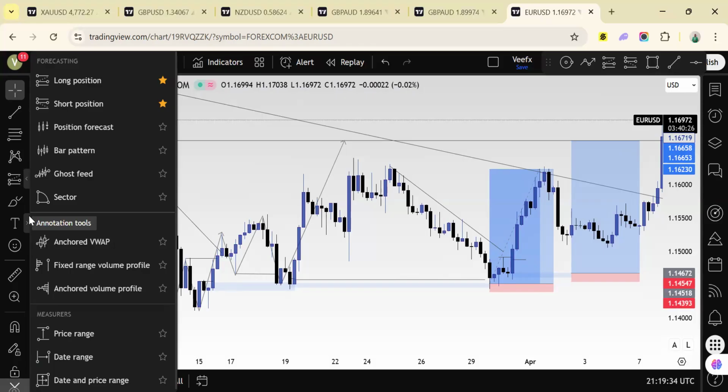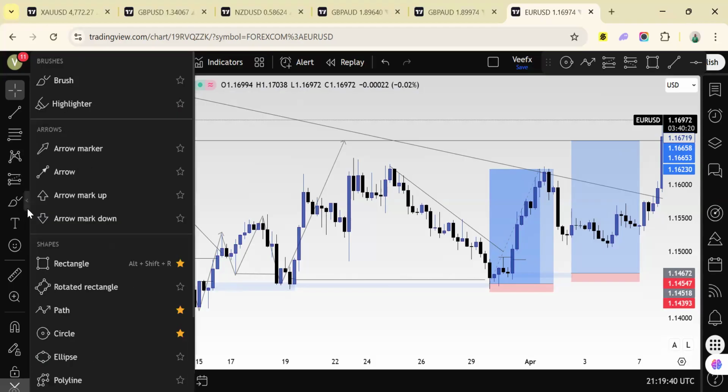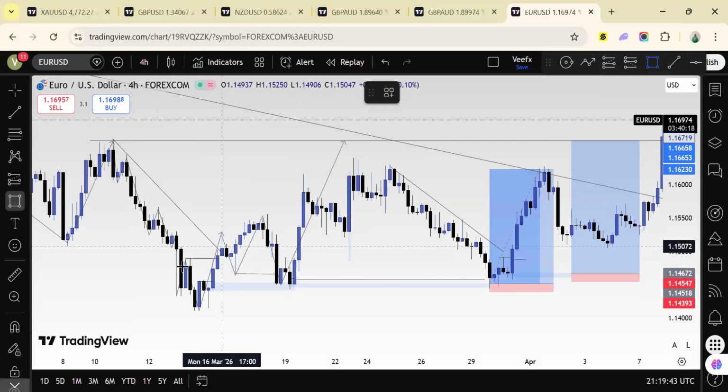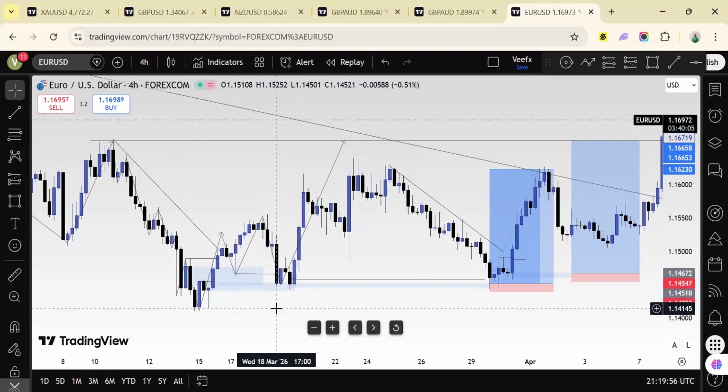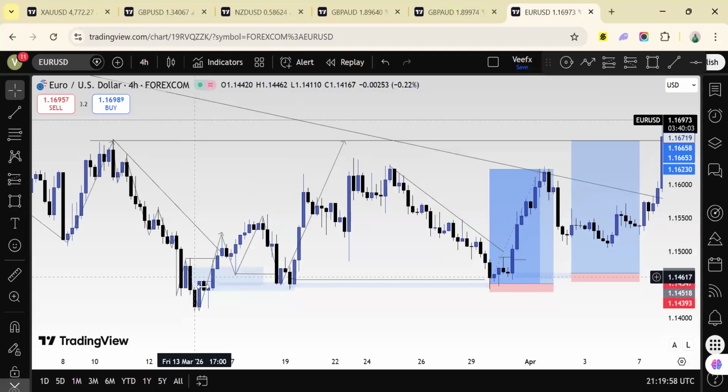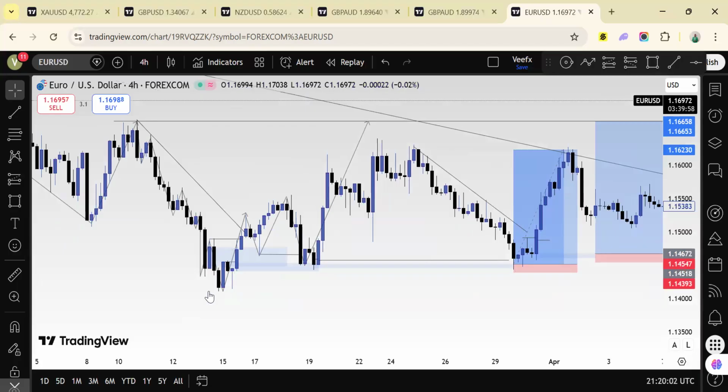So I believe that you guys can spot out a breaker block, and you can also spot out an order block. So in this market here, we have a breaker block here, a breaker block here, and we also have an order block here, right? I marked it here. Although the breaker block and the order block are kind of inside each other.